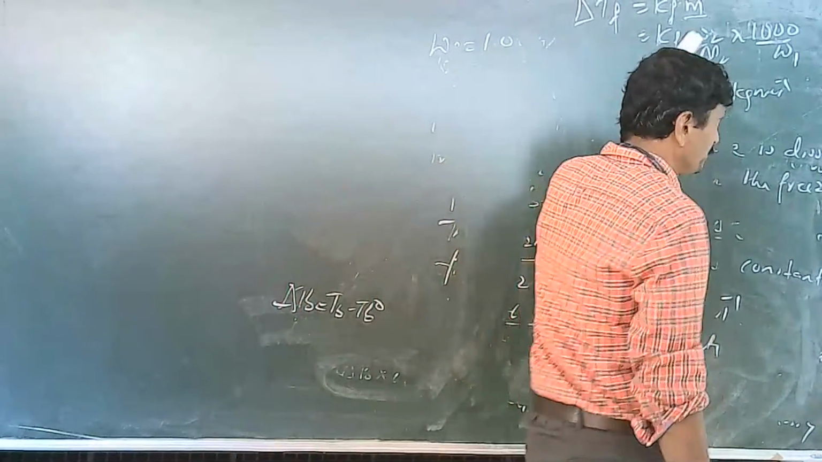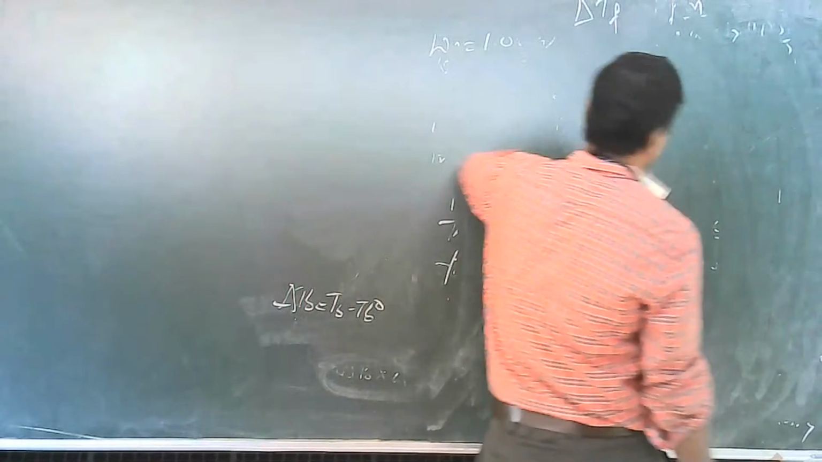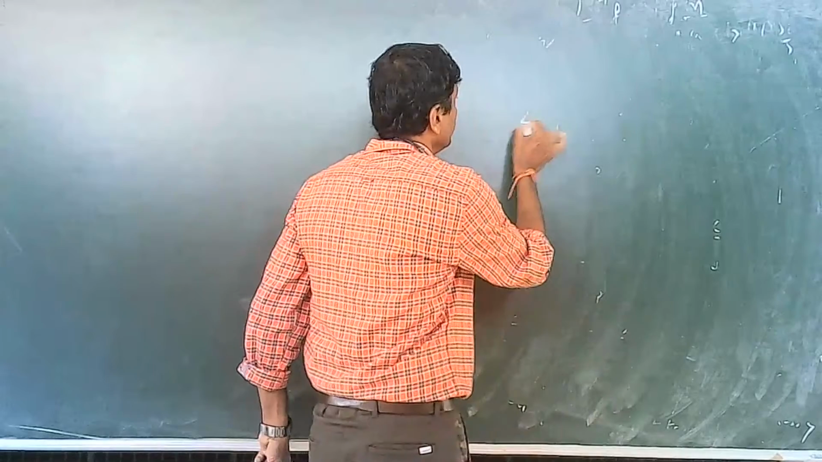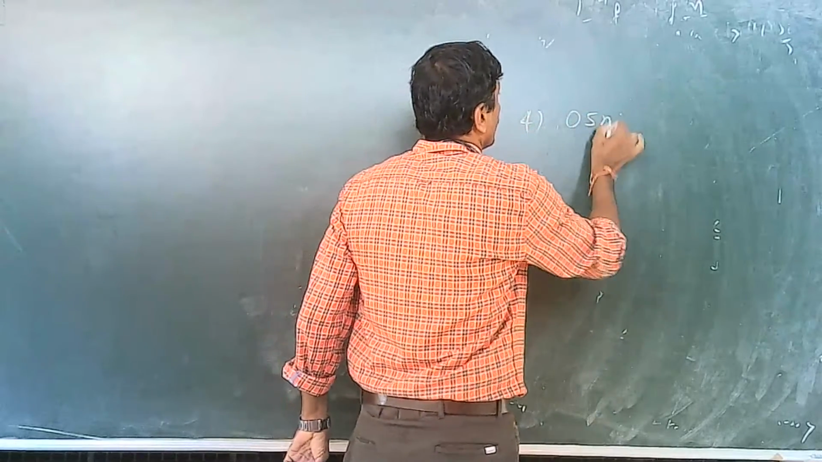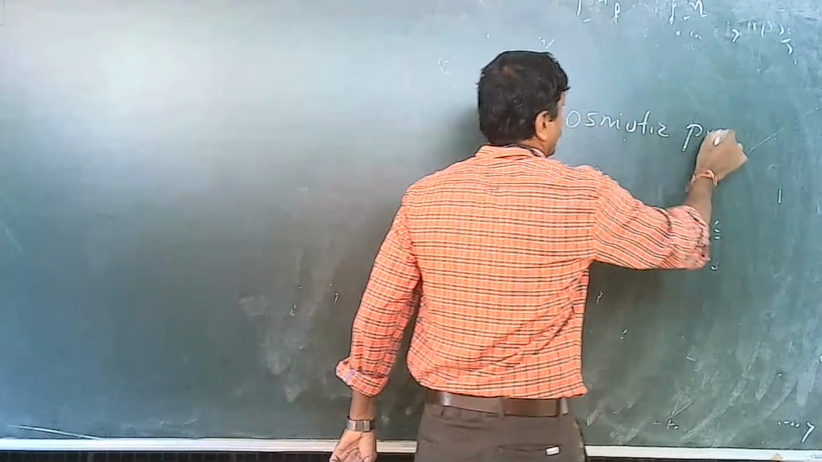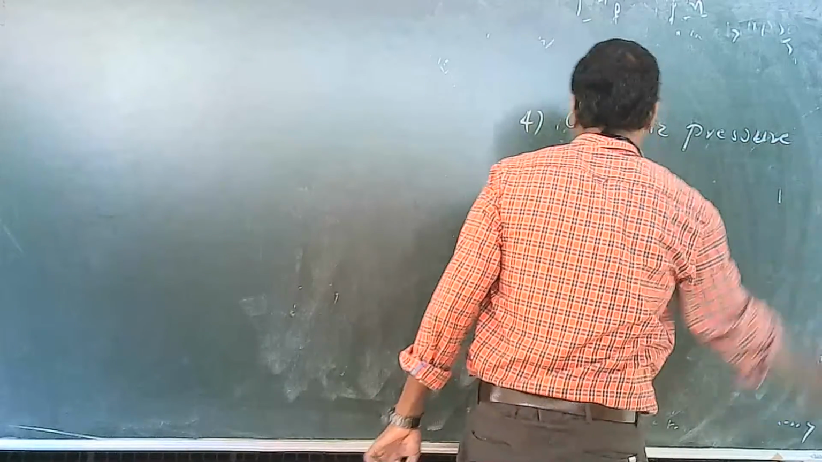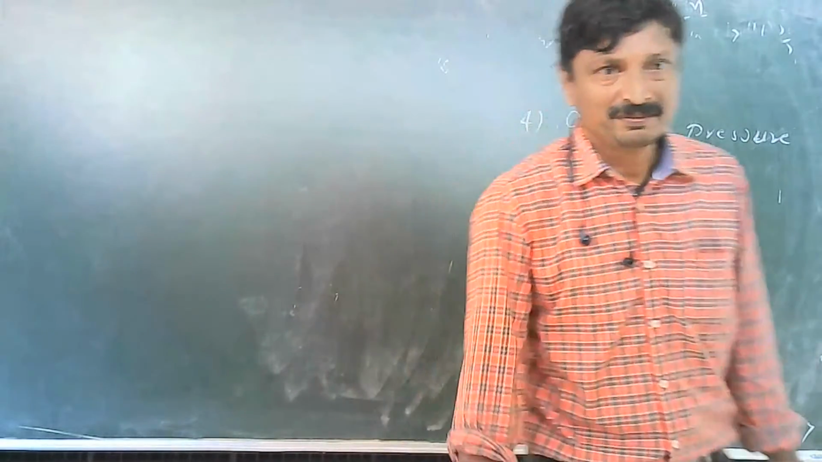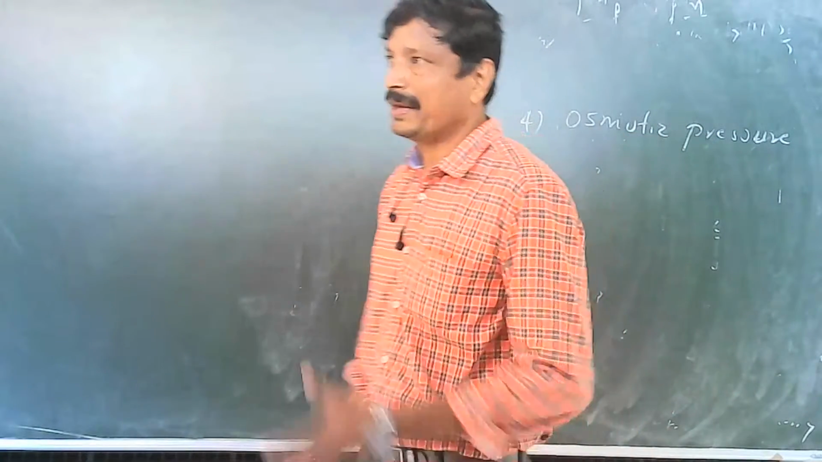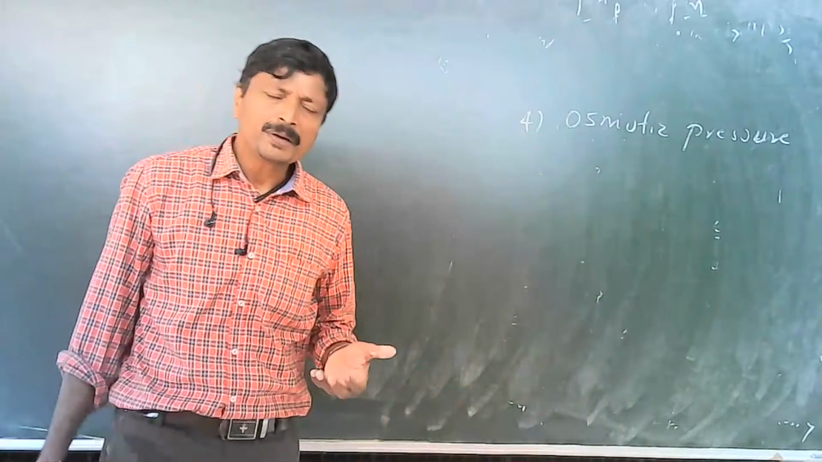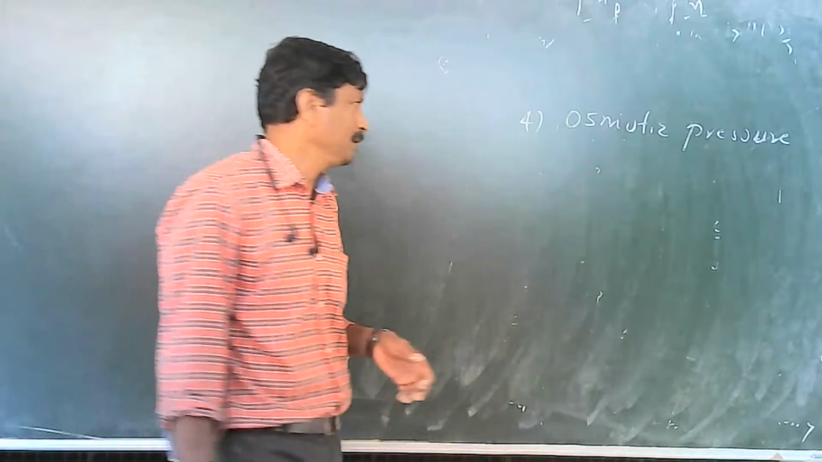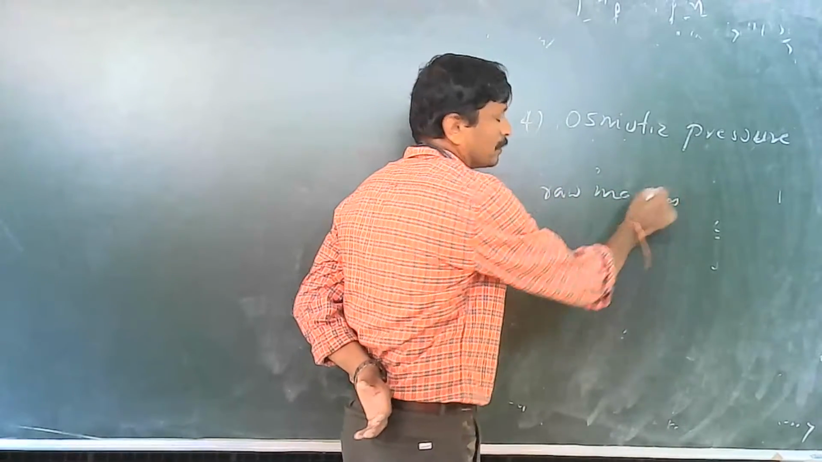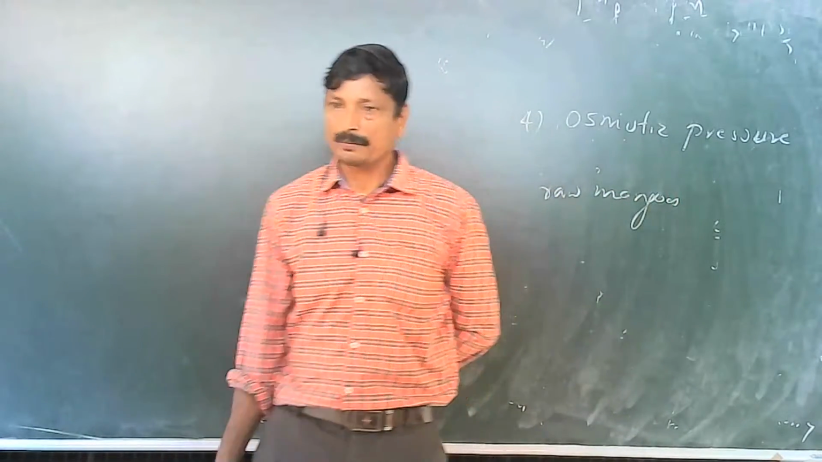After this, we shall move to the last colligative property, the fourth one, osmotic pressure. What is osmotic pressure? What is osmosis? In day-to-day life, in nature, or at home, we observe some phenomena. For example, in your home, raw mangoes are placed in salt.